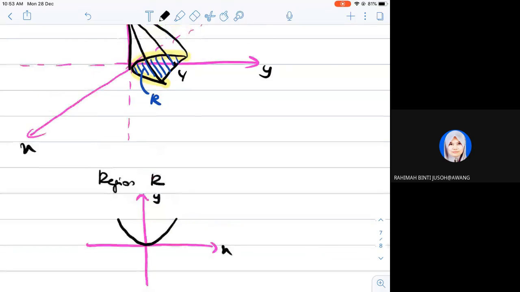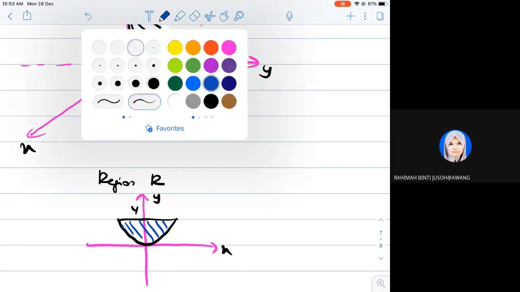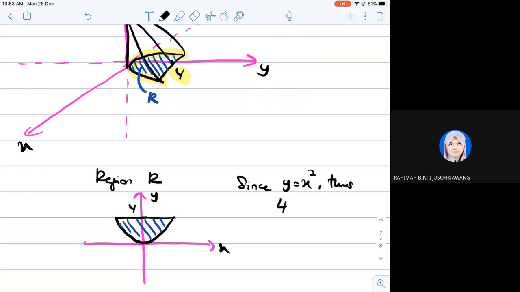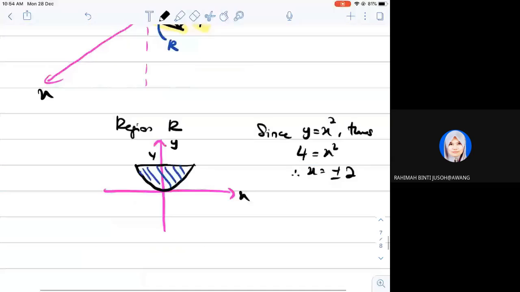Okay, this stops at y equals 4. So we have 4 here. You put it like this. So this is the region R. Since y equals x squared, thus if y equals 4, then 4 equals x squared. Therefore, x equals plus minus 2. So we have here negative 2 and on the right positive 2.